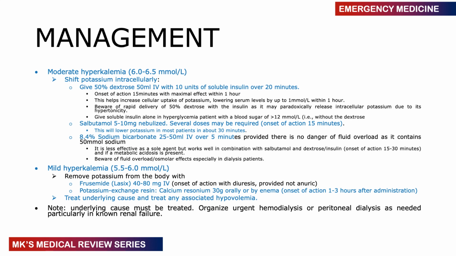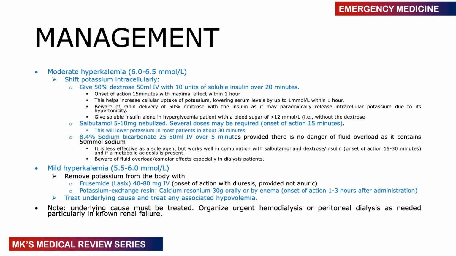You may consider giving them salbutamol nebulization, 5 to 10 milligrams. You can repeat this, and the onset of action is about 15 minutes, and this is going to lower the potassium in most patients in about 30 minutes. The sodium bicarbonate is given often to patients that have an acidosis. So about 8.4% sodium bicarb, 25 to 50 mils IV over 5 minutes, that's about 1 ampule. And this should be given if there is no risk of fluid overload, because this consists of 50 millimoles of sodium. On its own, it's not so effective, but if you combine it with other agents like salbutamol and even dextrose with insulin, then a patient that has metabolic acidosis may actually benefit from this treatment.